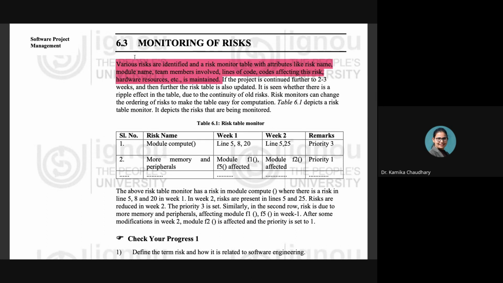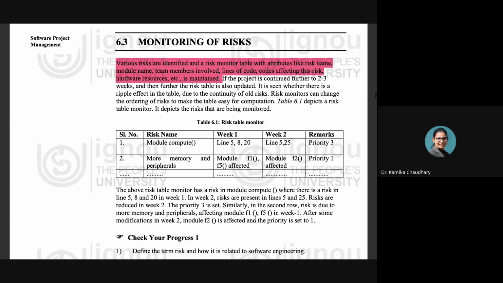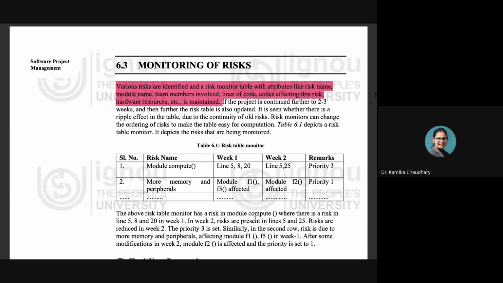Now we are just going to read these lines which are saying that various risks are identified under a risk monitor table with attributes like risk name, module name, team members involved, lines of code, codes affecting this risk, hardware resources, etc. is maintained. So this kind of table is being maintained by the risk management team.